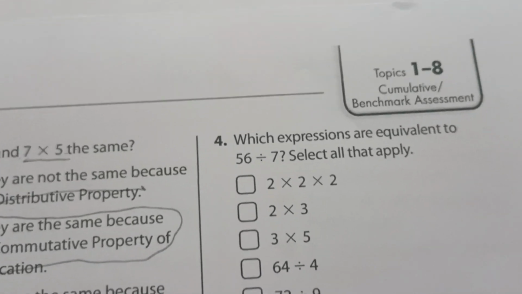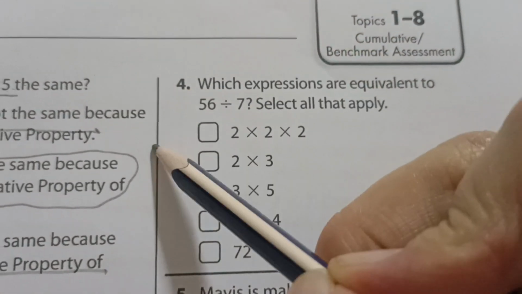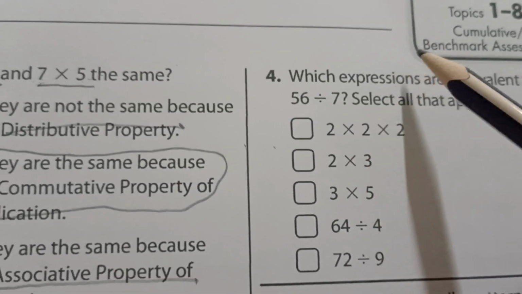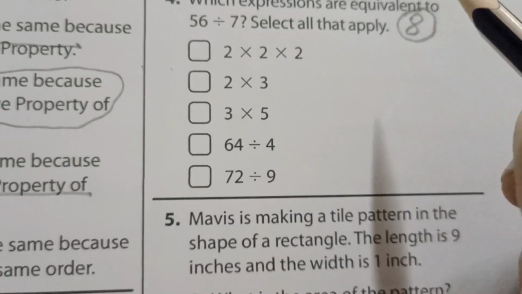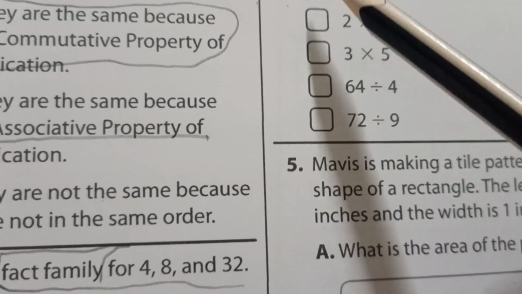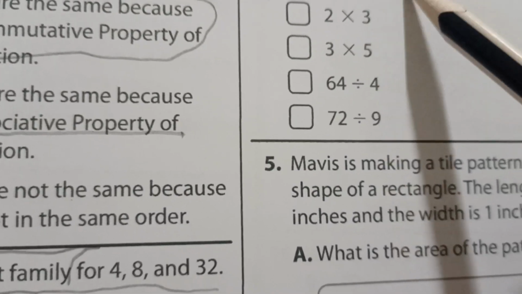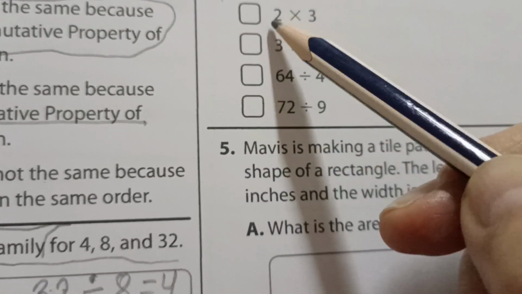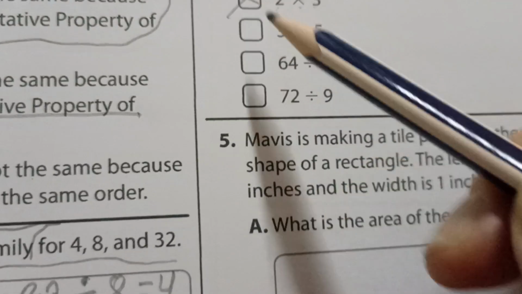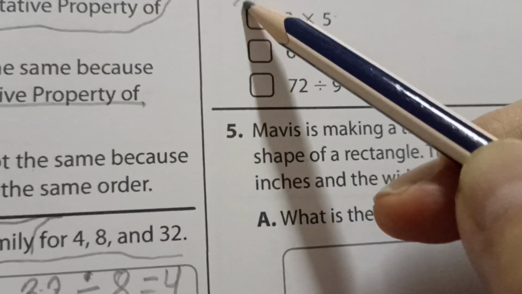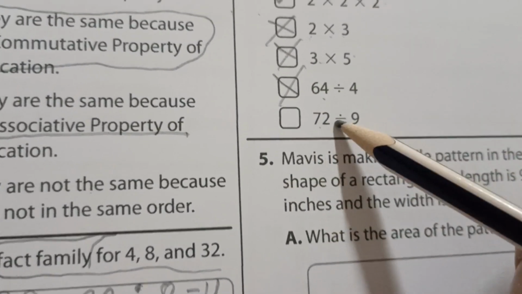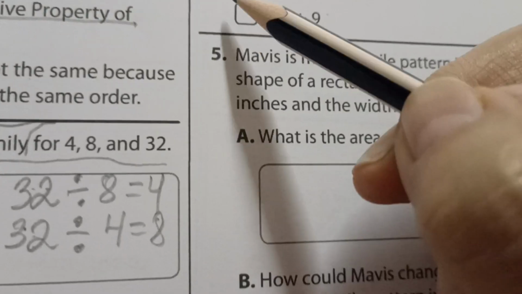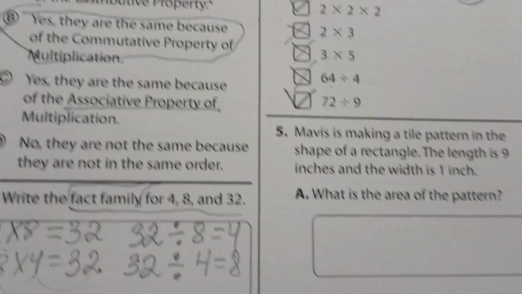Now let's go to number 4. Which expressions are equivalent to 56 divided by 7? If you divide 56 by 7, you know that this is 8. First write the answer for yourself, and then check. 2 times 2 equals 4, times 2 is 8. Yes. 2 times 3, 6. No. 3 times 5, 15. No. 64 divided by 4? No. 72 divided by 9? 8. Yes, that's it.